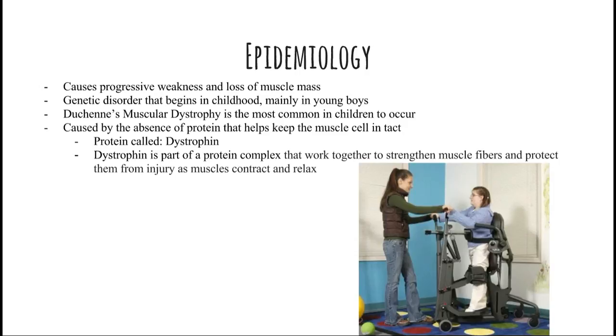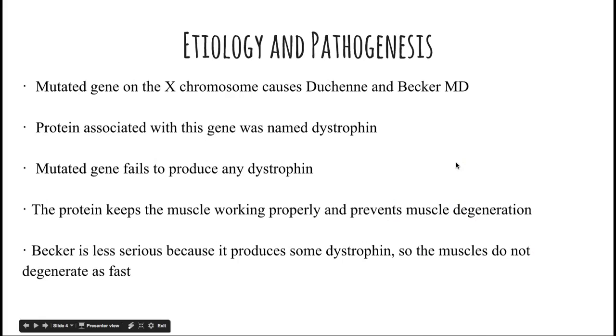It is caused by the absence of a protein that helps keep the muscle cell intact. So without this protein called dystrophin, the muscle cell falls apart. The dystrophin is part of a protein complex that works together to strengthen muscle fibers and protect them from injury as muscles contract and relax. So basically, dystrophin is here to keep the muscle intact so that you are able to move your arms, contract your arms, and relax your arms.